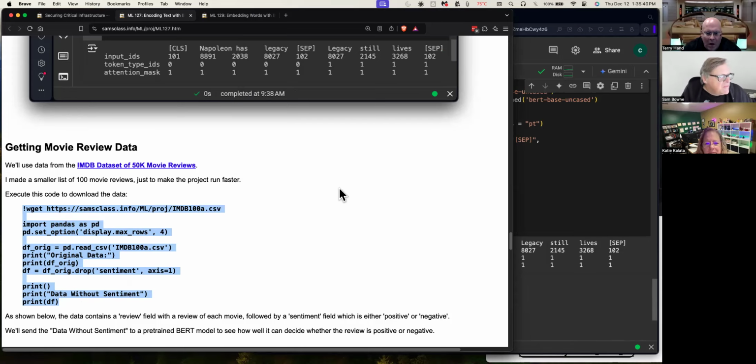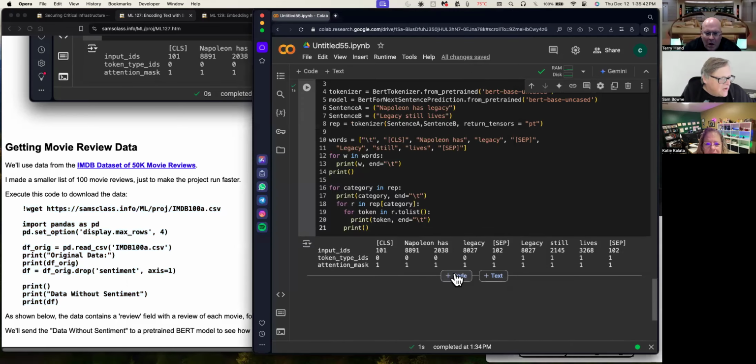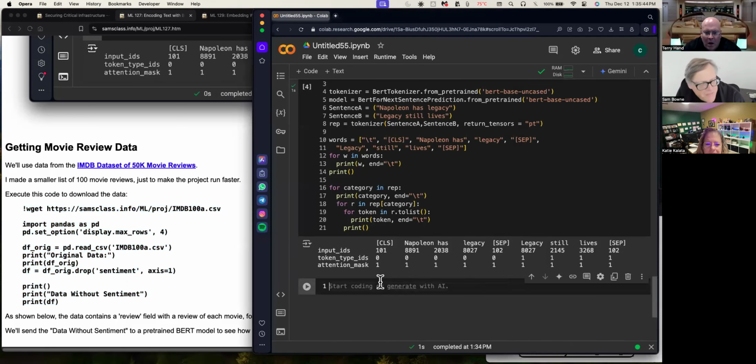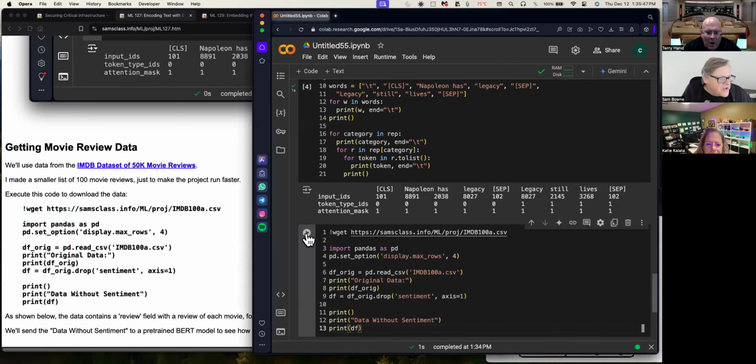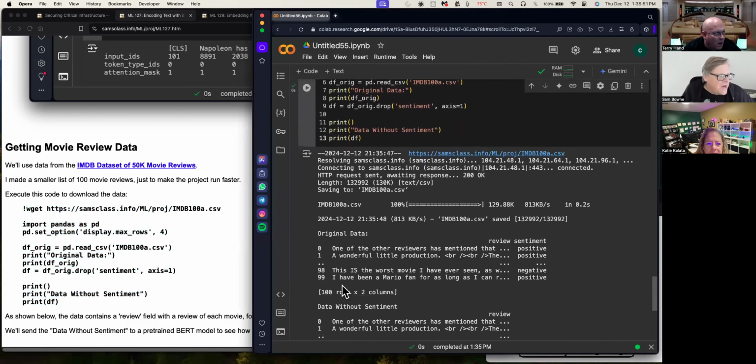So we're going to test it with movie reviews. This is going to download a database of movie reviews, and they come with a rating of stars and then paragraphs describing what they think of the movie. Here's an example: "One of the other reviewers has mentioned a wonderful little production." I have 100 movie reviews, and it has narrative sentences describing the movie, and then it has a number of stars, which we're going to summarize as positive or negative here.